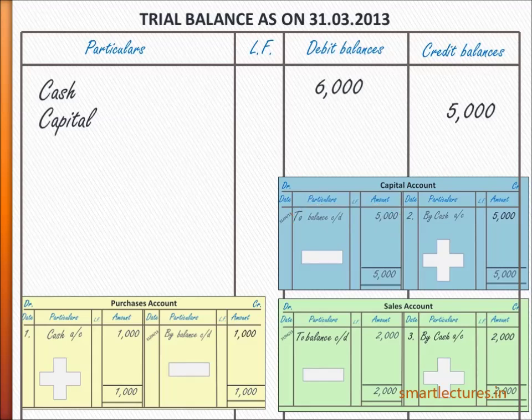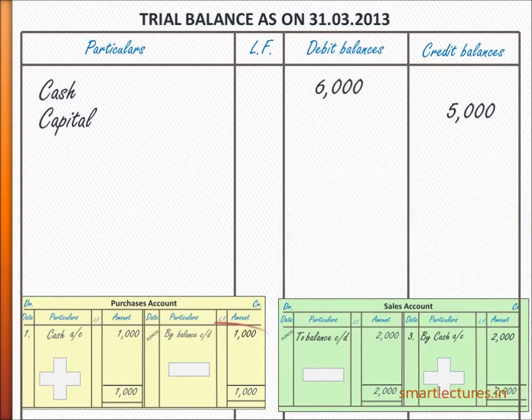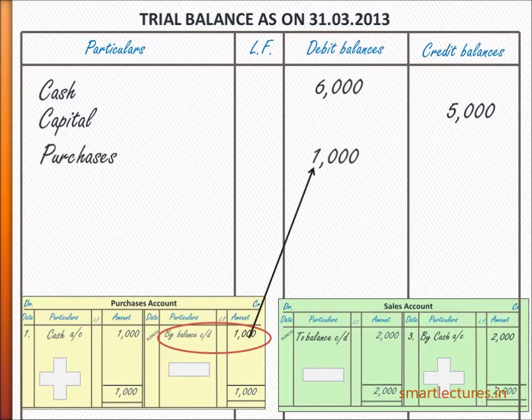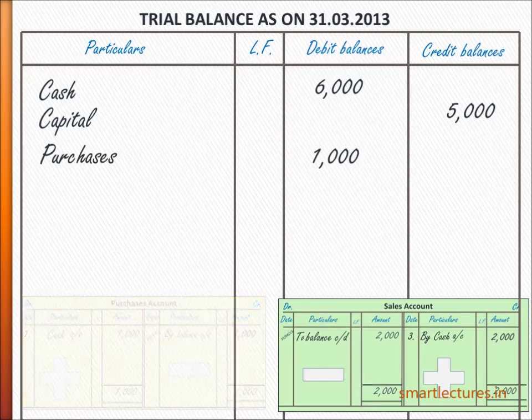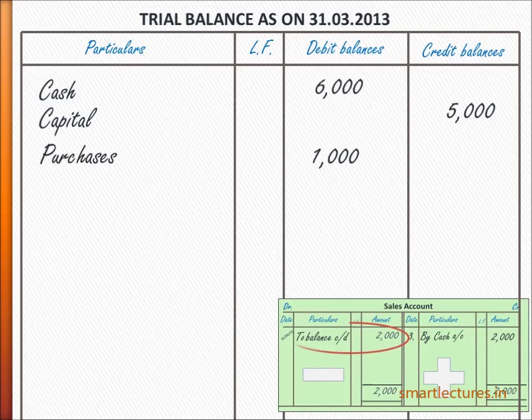Now move to the purchases account. By balance c/d means on the credit side rupees 1,000. So it will go to the debit side of the trial balance. So write down purchases account rupees 1,000. Now the sales account. To balance c/d. You know this to balance c/d or closing balance will move to the trial balance. So come on the credit side of the trial balance, write down sales rupees 2,000.